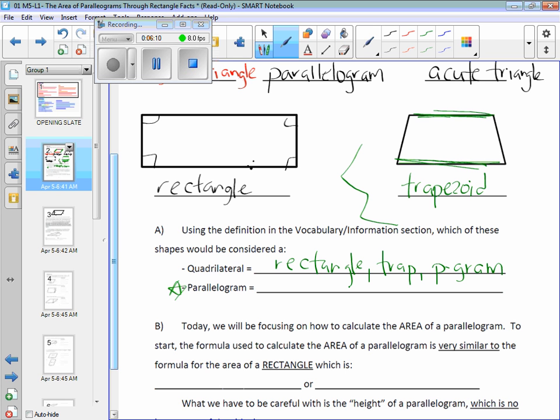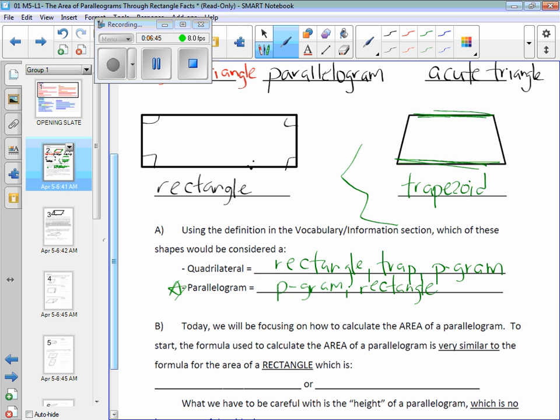What shape or shapes are parallelograms? He is right. There's 2 of them, because all rectangles are parallelograms, but not all parallelograms are rectangles. That's so good. There are other shapes like rectangle. Quadrilateral is most broad. What's the most specific or least broad?